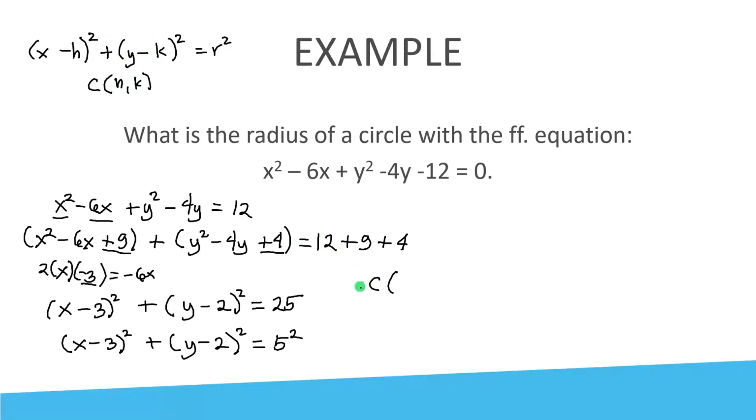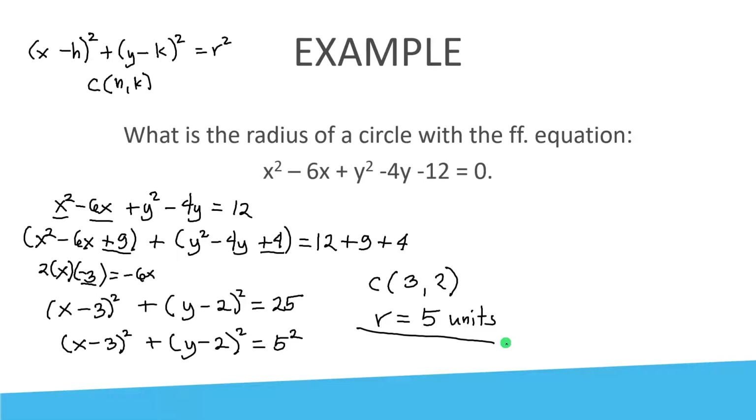So here it is negative 3. You should put in the coordinates for the center positive 3. Then for negative 2, this is positive 2. The radius is equal to 5 units. So let's take a look at what it looks like on the graph.